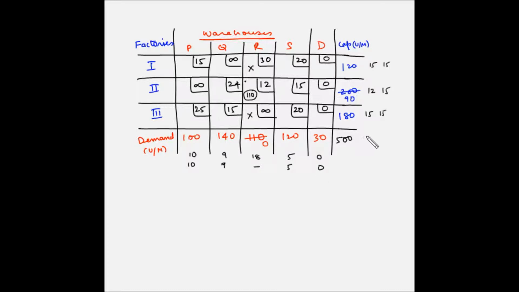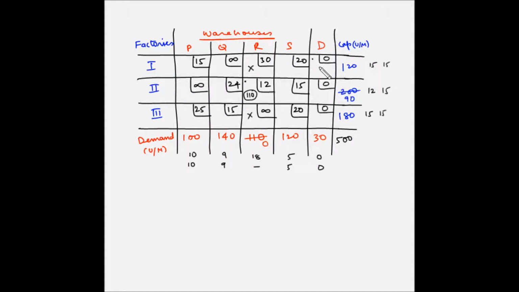Now let's find out the row or column with the largest difference. So here we have a tie between factory 1, 2 and 3. So let's choose any one arbitrarily. Let's choose the first factory. Now let's try to allocate the maximum number of units to the square with the minimum cost in this row. So the square with the minimum cost is this 1D.